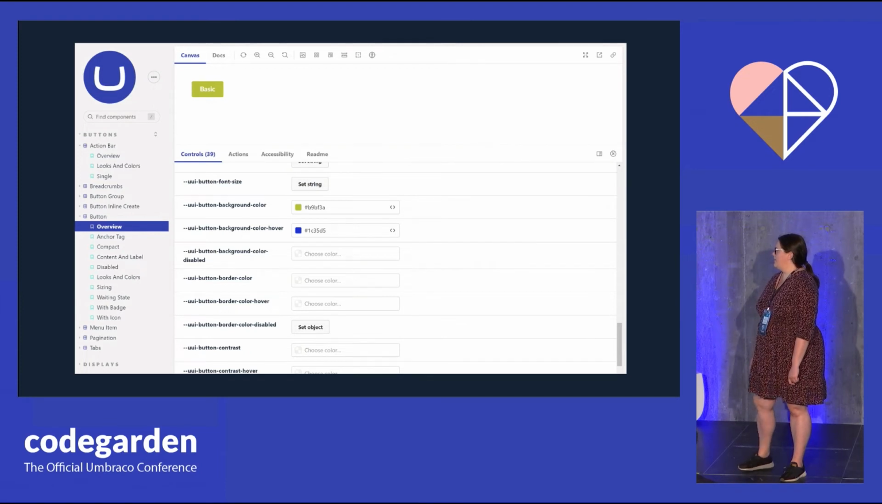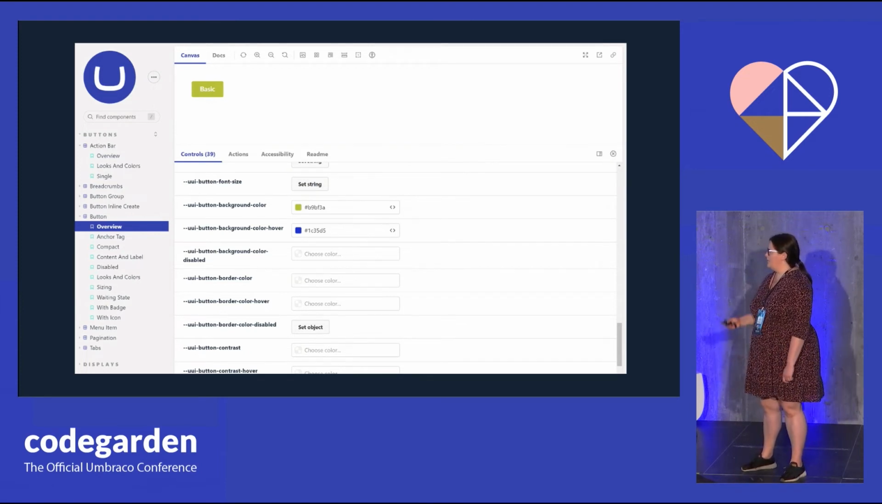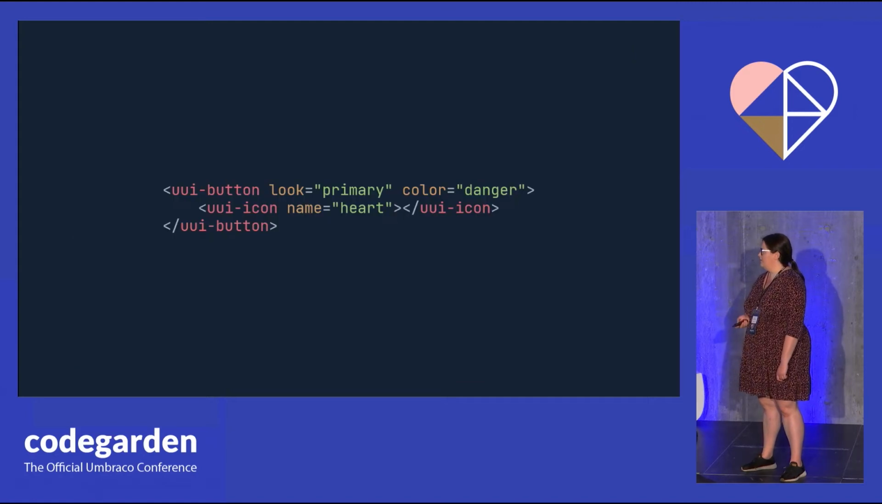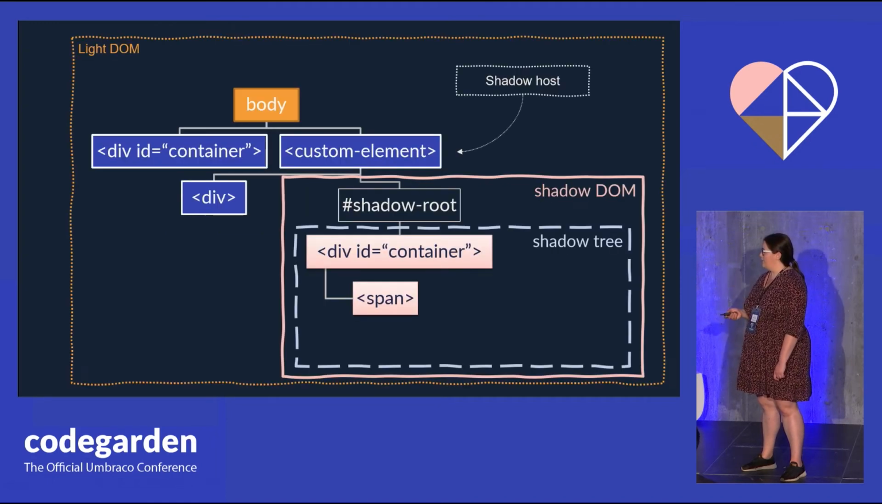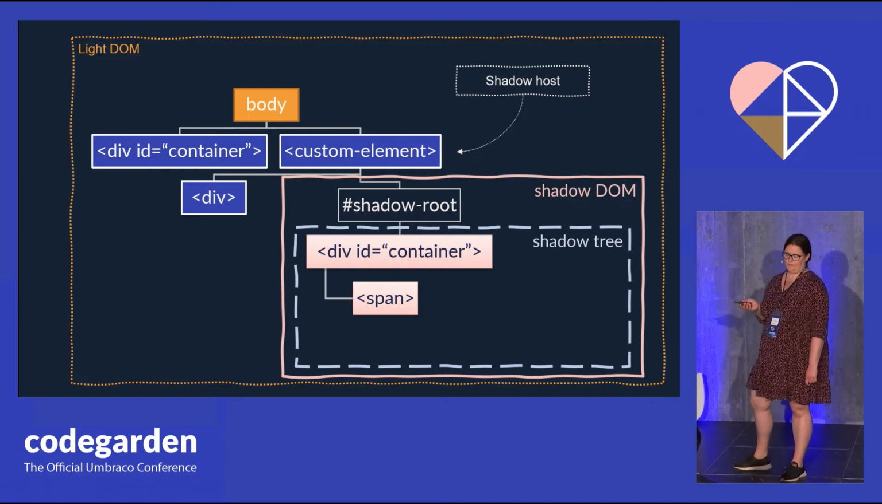The UUI button and many other components from UI library have one more cool feature. They can have light DOM children. We can also have light DOM children, like this one. This is not sitting in the shadow root, but that might cause some issues. How is this possible?